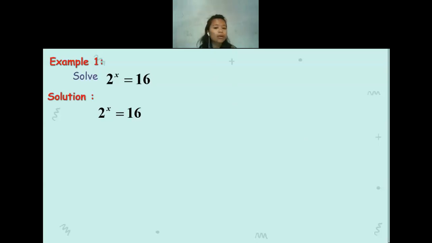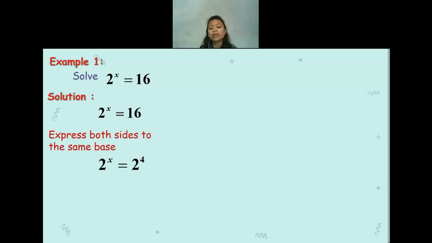The rule here is that you have to be able to recognize all of the index numbers and also all of the index laws. So for example, I have 2 to the power of x equals 16. Now how to solve it? I have to change the 16 into 2 to the power of something. So I have to make sure the base will be equal. Because in 2 to the power of x, the base is 2. So it means for 16, I have to change it into 2 to the power of something.